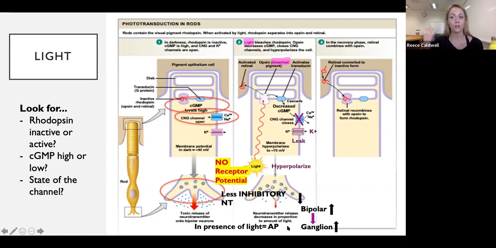So in the presence of light, we have action potentials of the ganglion cells, which are going to work with the brain, and we will perceive vision. We will see light, we will see colors. So that's how phototransduction works in light. So again, make sure you know this process very, very well.